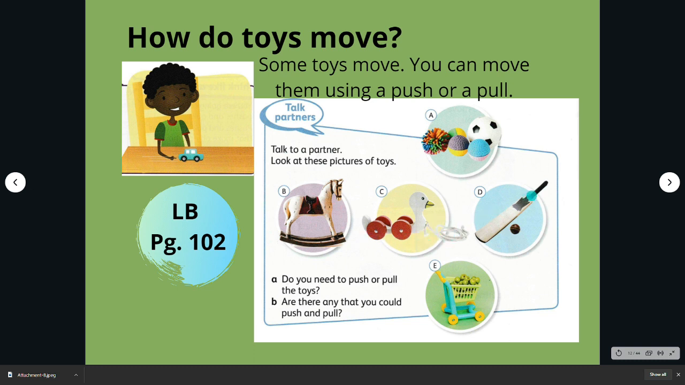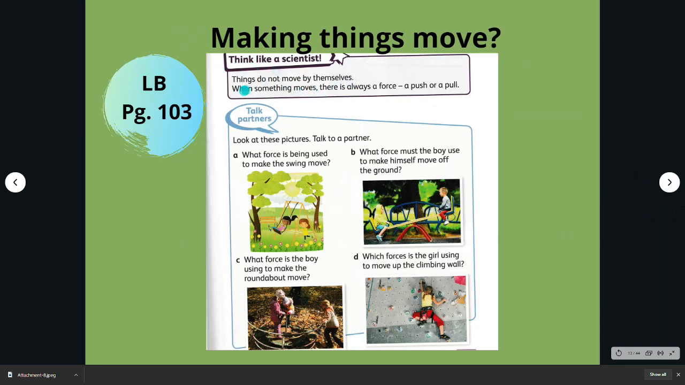The bat and ball used push. Why? The ball will move when the bat hits it. So hitting the ball means you are using a push force. Now this shopping trolley used both push and pull for it to move. Remember, things do not move by themselves. When something moves, there is always a force, a push or a pull.